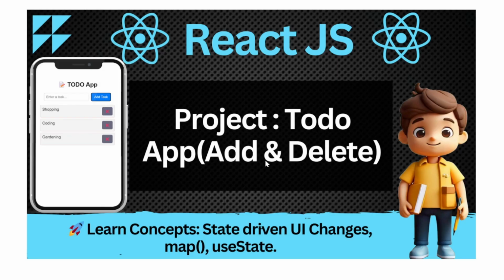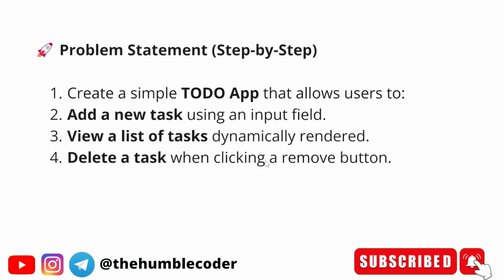Okay, so before we start, let's understand what is the problem statement that we have for today. So see, in the problem statement, the step-by-steps are mentioned here. So the first step is to create a simple to-do app that allows users to add a task, okay, view a list of tasks and delete a task. Okay, these are the three tasks that we need to perform.